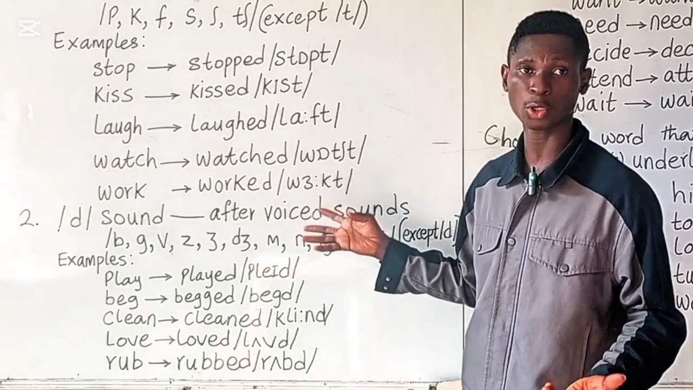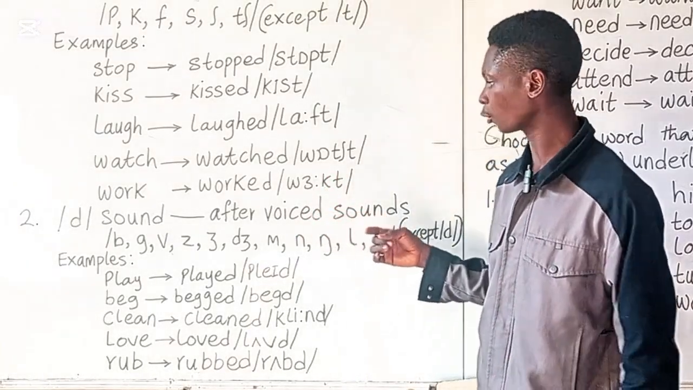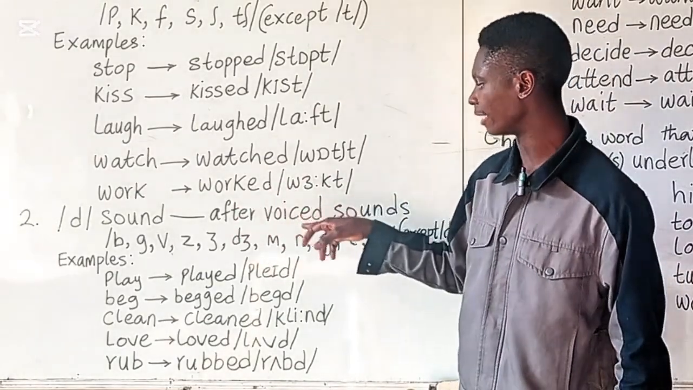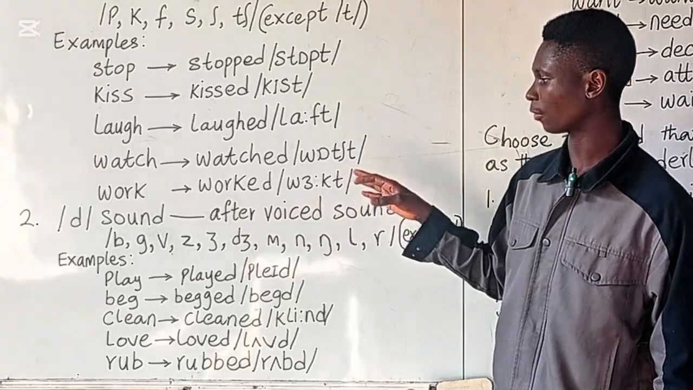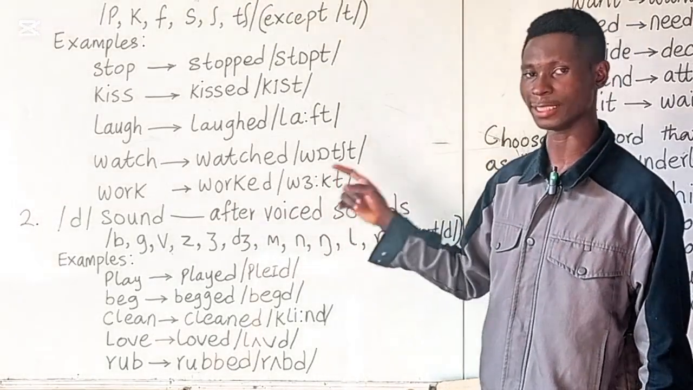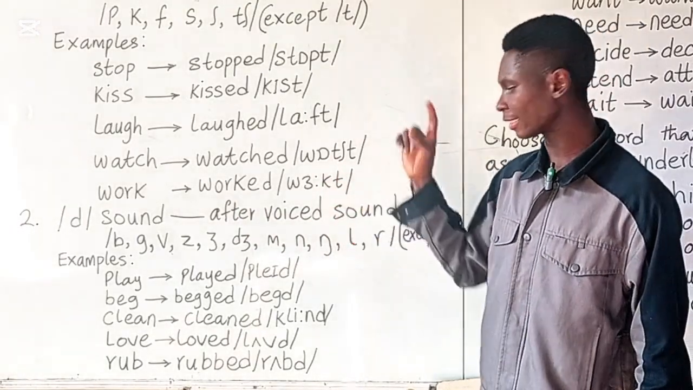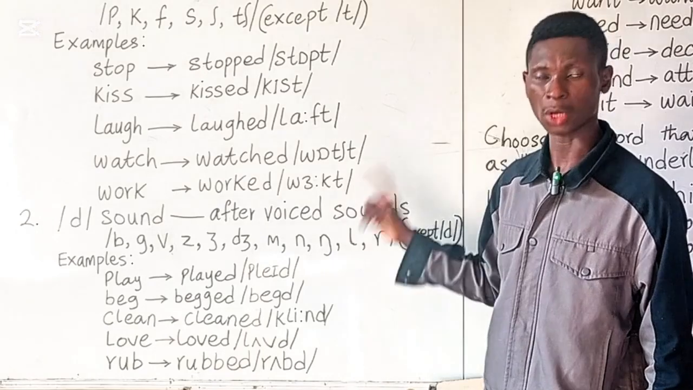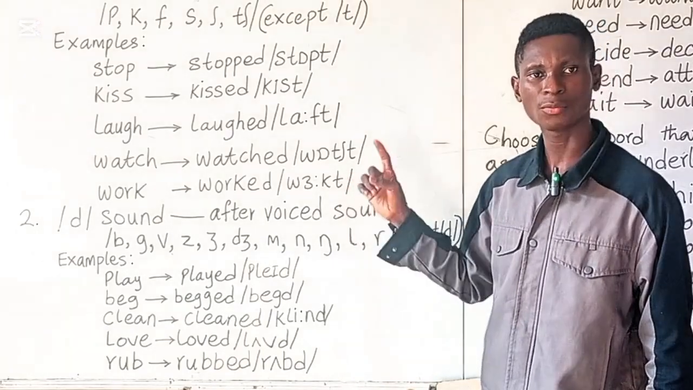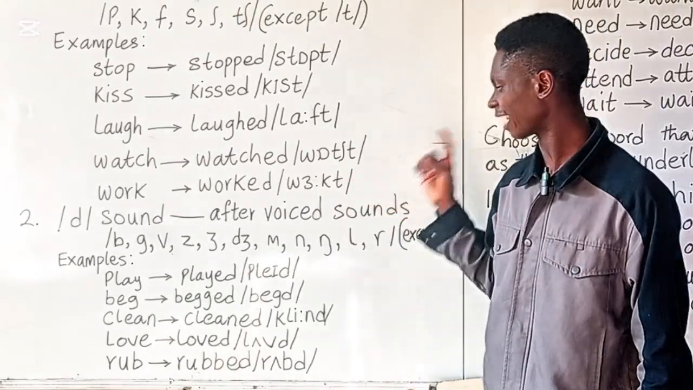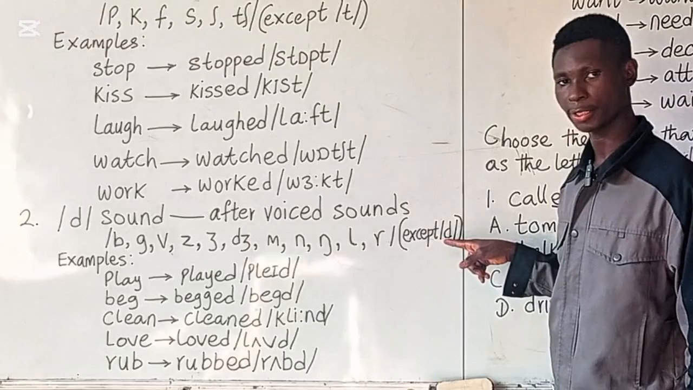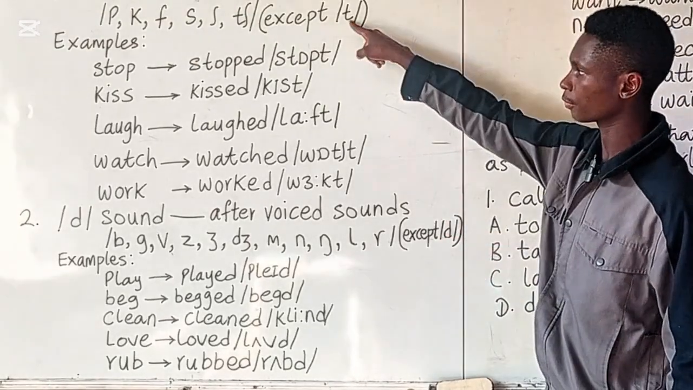We have 15 voiced consonant sounds. So if you have any of them before the ED suffix, that ED suffix will be realized as D, except the palato-alveolar plosive sounds. We have two such sounds in the English language: the sound D and the sound T.